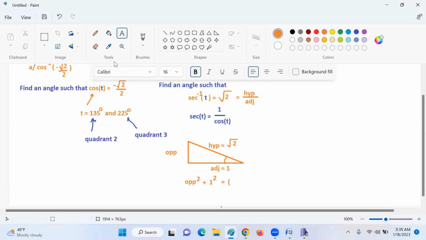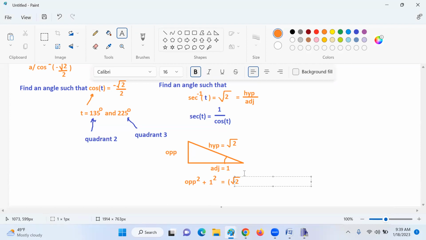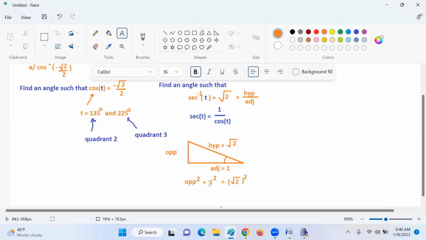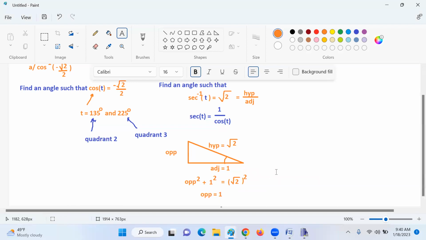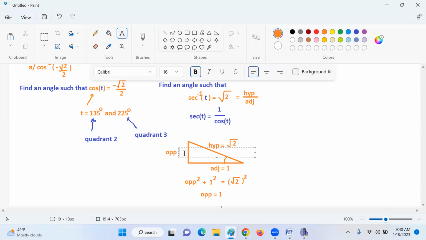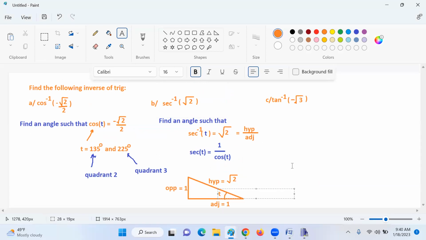So we have A squared plus B squared equal to C squared. Radical 2 squared is 2, so you can figure out the opposite squared is equal to 1. You take the square root, so it's 1. So the opposite that we got is equal to 1, and that way we can figure out the angle appropriately.